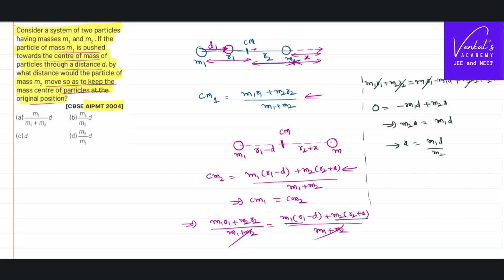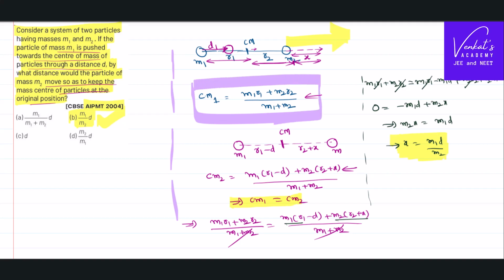So you shall move this second particle away by this much distance so that the center of mass remains at the original position. So your answer has to be m1 by m2 of d. That's the right answer to this problem. This is a very simple problem. To solve this, you only need to know the center of mass formula. Once you know that, you are good to go. That's how we have to solve the problem. Thank you for watching.